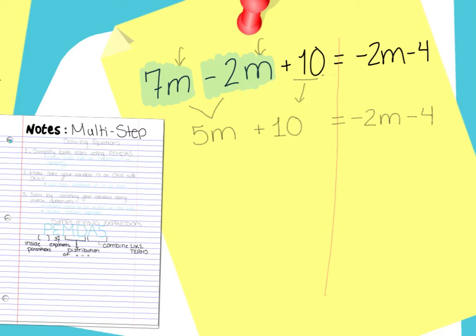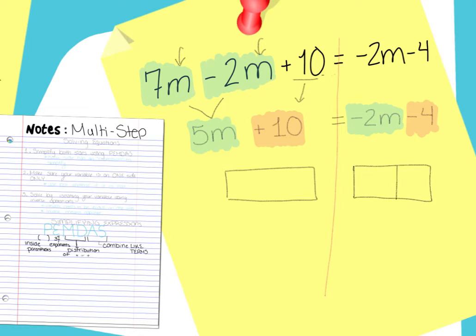Okay, and then our second step says to make sure my variable is on one side, and right now they are not. So my 5m and my negative 2m need to be on the same side, so I'm going to draw a box on the left with 2 squares. The positive 10 and the negative 4 need to be combined together, but they're on opposite sides, so I'm going to move them to the right side.